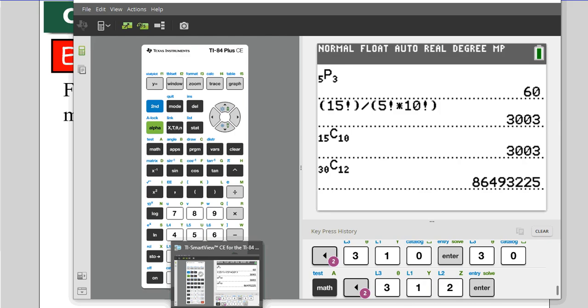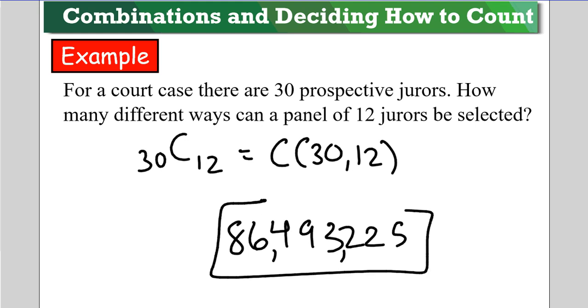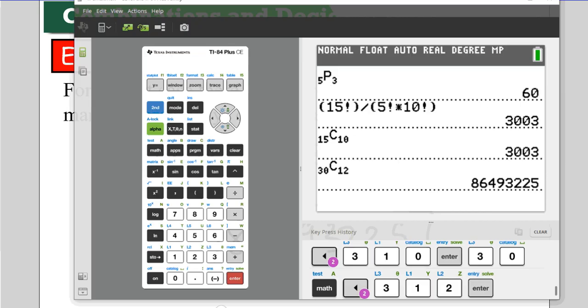I think it was 3225. What is that? 86.5 million. Huge. Check this. Do it as a permutation though, and just notice.